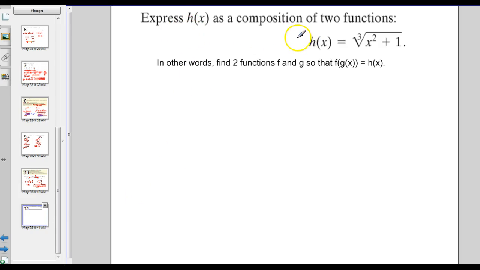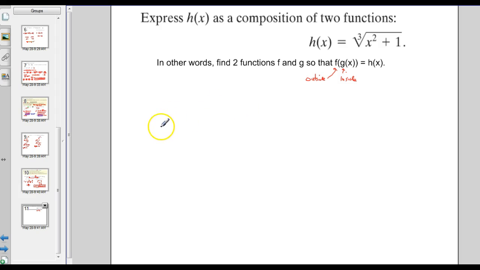Alright, now this is working backwards. So we've got a function, and we want to come up with two functions that I can write. One went into the other and gave me h. Okay, so we want g to be the inside function, and we want f to be what we call the outside function. Okay, so this is very important for those of you who are going into calculus to be able to do this, be able to see who's inside and who's outside.